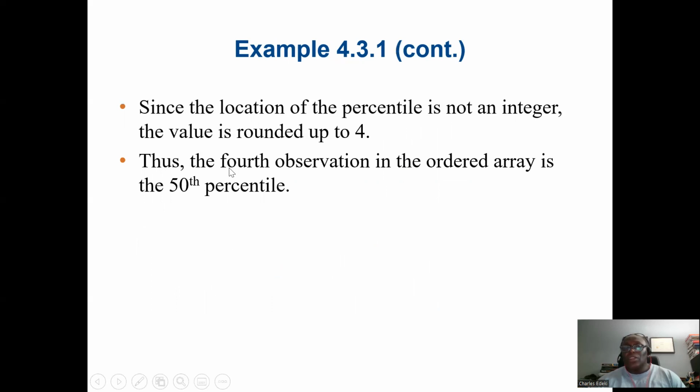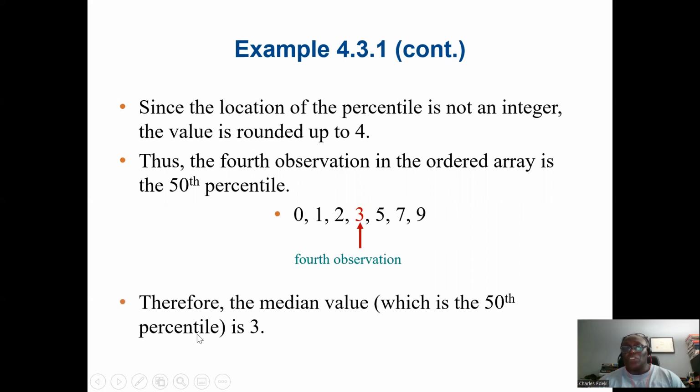Then here we say the fourth observation in the ordered array is the 50th percentile. So the next thing, we are going to put the 7 values in increasing order. So it will be 0, 1, 2, 3, 5, 7, 9. The fourth value will be 3. So this means our fourth observation is the 50th percentile, which is also the median value.